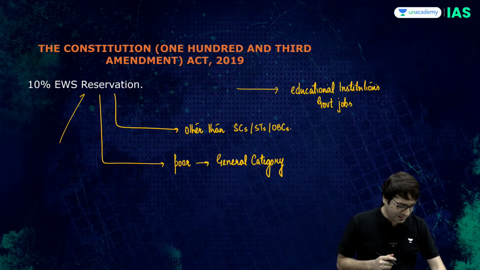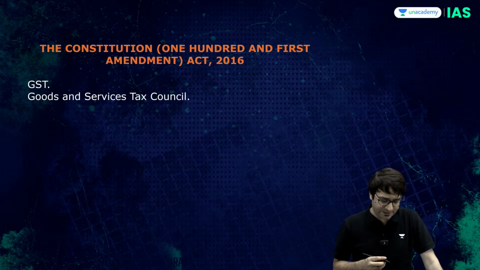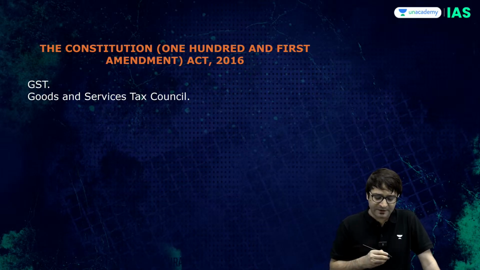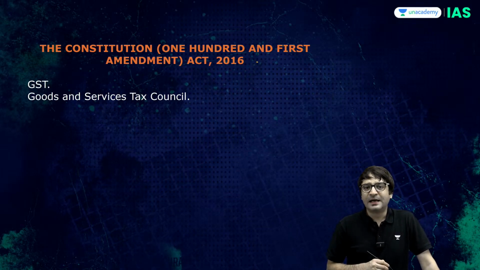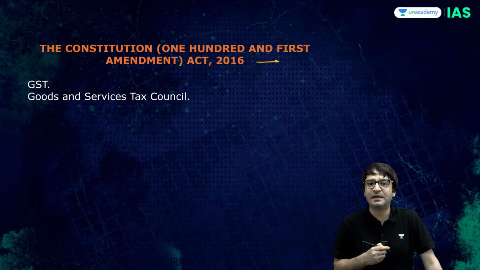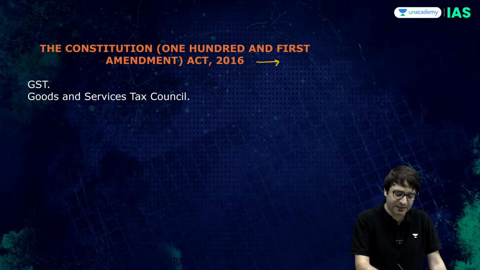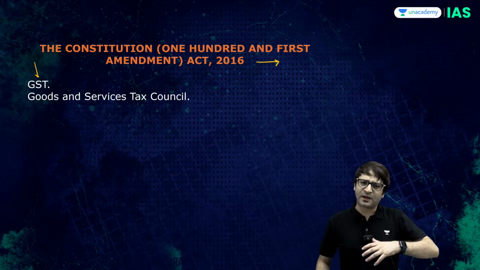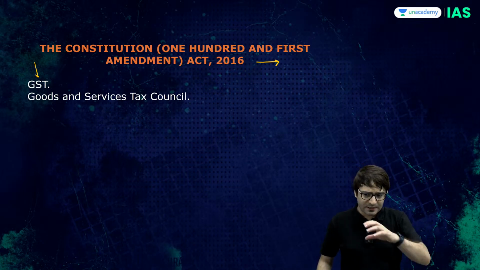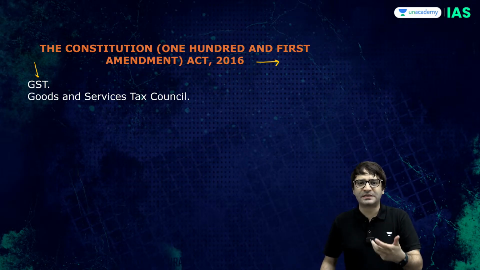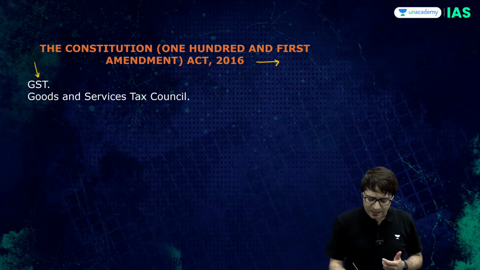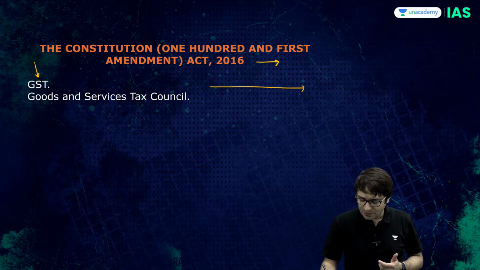Clear? Let's look at another Constitutional Amendment Act, 101st Constitutional Amendment Act 2016. And it is this Constitutional Amendment Act in 2016 which implemented goods and services tax in India, where the centre also gave up some of its tax rights, states also gave up some of their tax rights, and ultimately this is considered to be one of the shining examples of cooperative federalism.